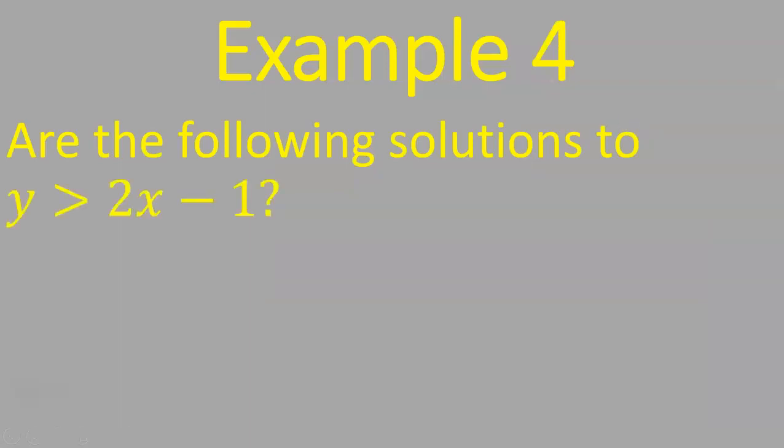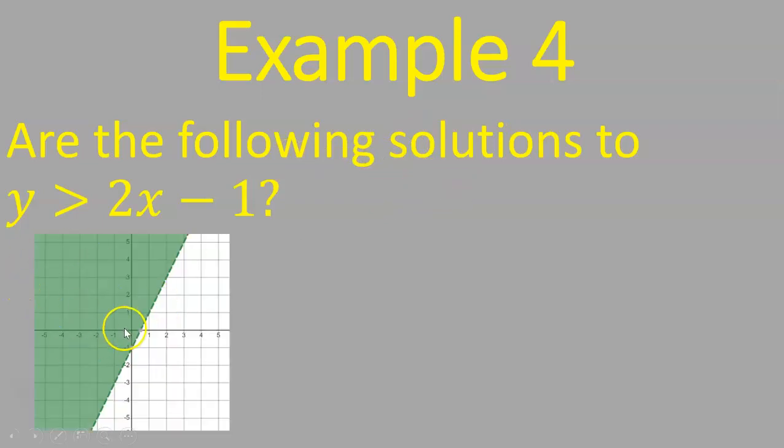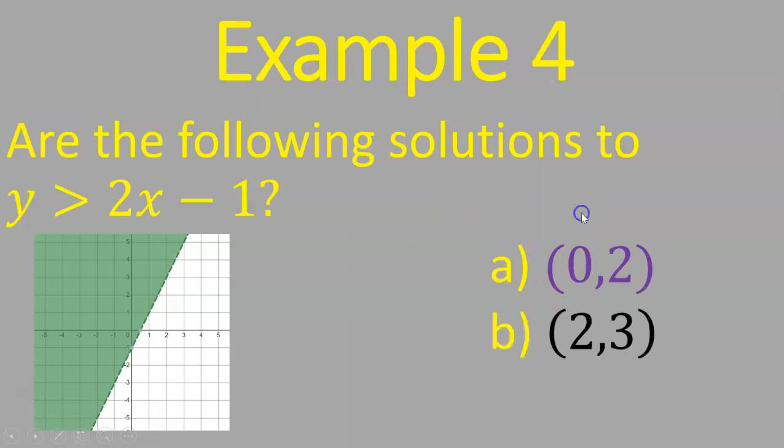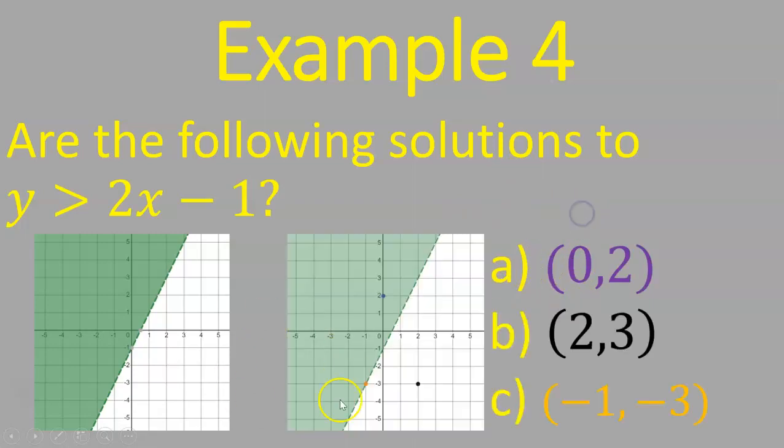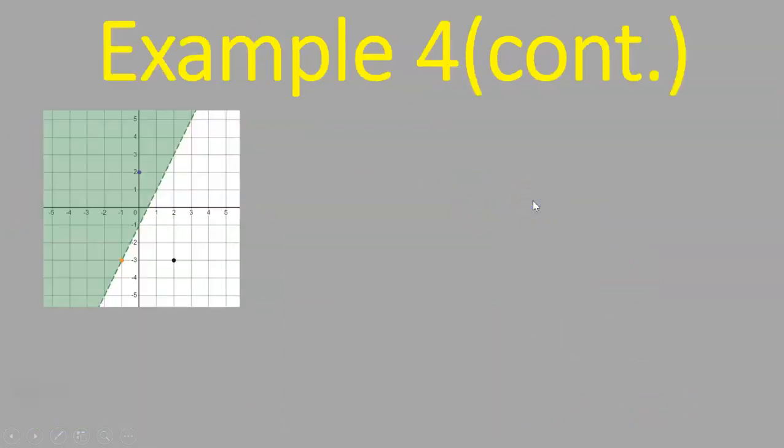Okay, so we're not going to focus on how to graph it because we've already done this. This is repeat number one. We're going to focus on a different kind of question here. So here's the graph we got from number one, and we're going to have this purple point, this black point, and this orange point. And you see their locations on there. Okay, let's go to the next frame. The question is, are they solutions?